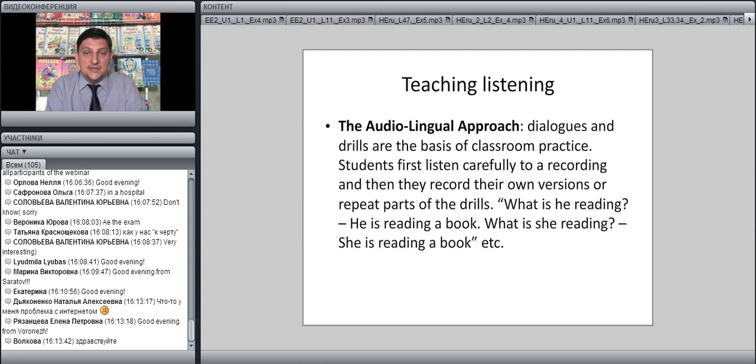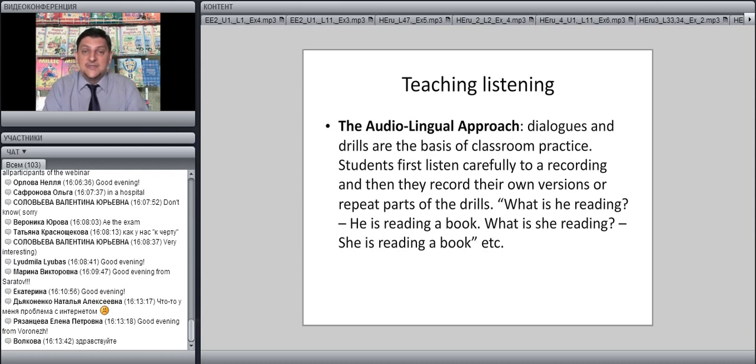You can start reading sentences to your students, or just pronouncing them. For example, what is he reading? He is reading a book. What is she reading? She is reading a book. What are they reading? They are reading a book. What are you reading? You are reading a book. The students listen to you, and then they reproduce the same phrases and record themselves and then listen to themselves.